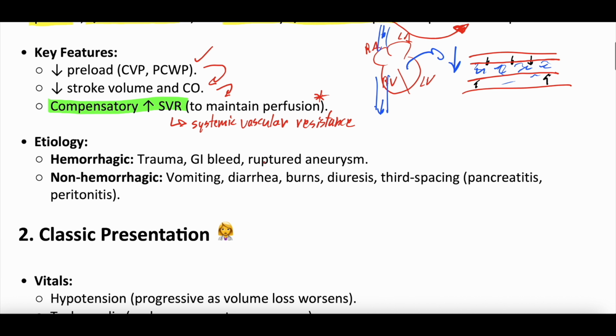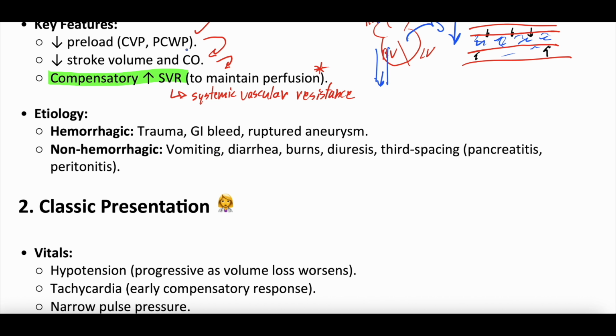Etiologies of hypovolemic shock, as we already started to hint at. The two main categories to break it down into are hemorrhagic and non-hemorrhagic. Hemorrhagic is straightforward, right? You got shot in the heart. You're bleeding in your gastrointestinal tract. Maybe you ruptured an aneurysm, right? So trauma, GI bleeds, ruptured aneurysms, all these things can cause hemorrhagic shock.